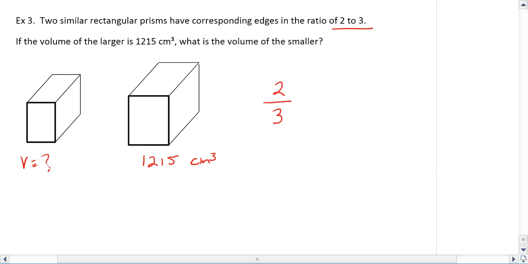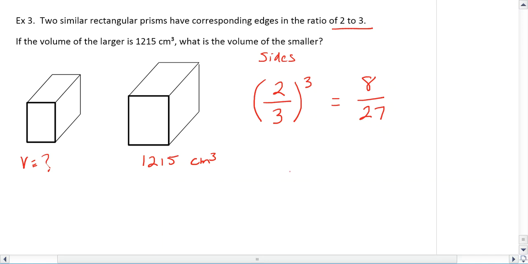Again, we cannot use this ratio of 2 to 3. This is the ratio of the sides. We want to talk about a volume ratio. So we need to take this ratio and cube it. 2 cubed, 2 times 2 times 2 is 8. And 3 cubed, 3 times 3 times 3 is 27. Now this 8 over 27 is the ratio of their two volumes.